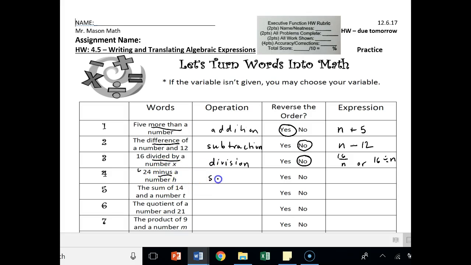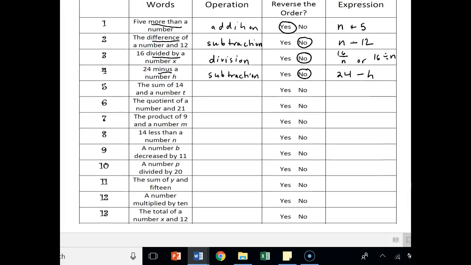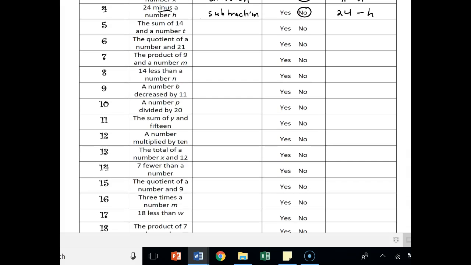24 minus a number h. Minus is subtraction. That's not one that you flip. That's 24 minus h. That time they gave you a variable, so you had to use h. Right? Let's scoot on down to a problem like number 8. It says 14 less than a number. Less than means subtraction. It is one that we flip, that keyword than, less than. And so instead of saying 14 minus n, we will say n minus 14.